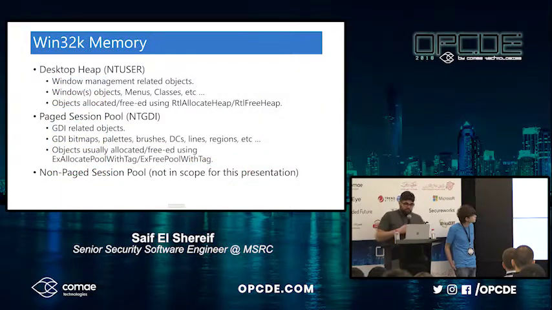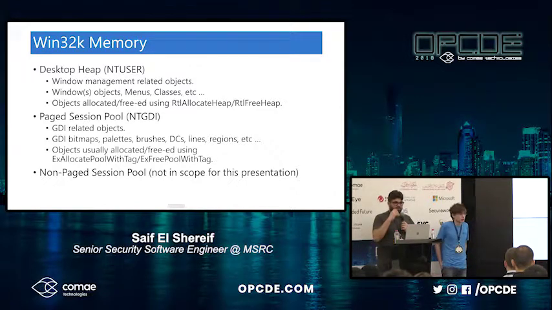So now we move on to talk about kernel memory. There are three types of memory in the kernel, as I like to call them. There's the desktop heap, which contains the anti-user stuff. This usually contains window management related objects, like windows, menus, classes, and such. Usually objects are allocated and freed to that specific heap using RtlAllocateHeap or RtlFreeHeap.